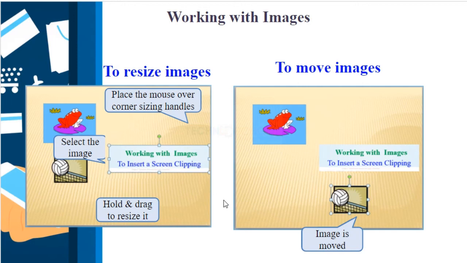Note also that to rotate the image, click and drag on the green circle. See here, it's a green circle located at the top of the image. Using that we can do it.